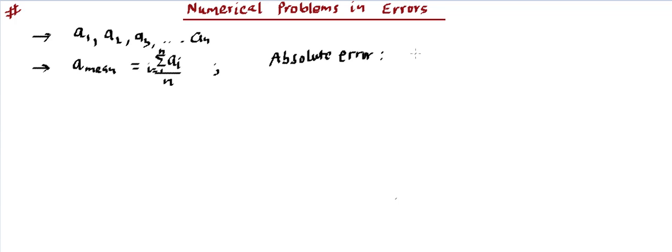So let's say corresponding to the first observation, we will write it as delta A1. It is written as a mod. It's a magnitude, a positive value we talk about. And its value is A mean that we have calculated over there minus the actual observed value of A1. Similarly, we can find out the absolute error in the second observation, third observation, and nth observation. Based on this, we defined a quantity called mean absolute error.